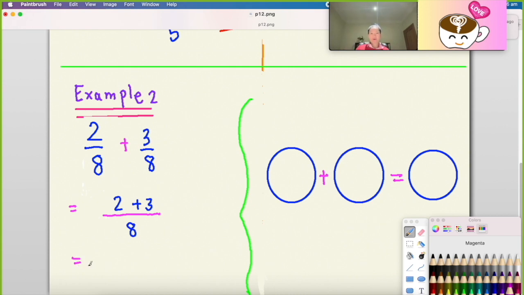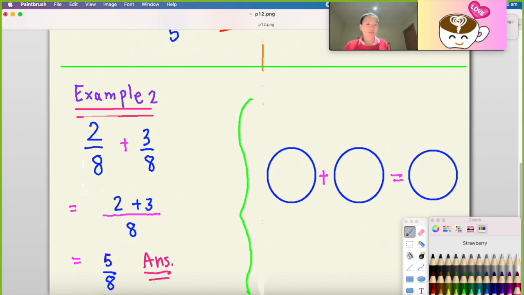With equals 5 out of 8? Yes, 5 out of 8. Very good. Right out here, 5 out of 8. And this one is your answer. But can we try to compare with our figure?